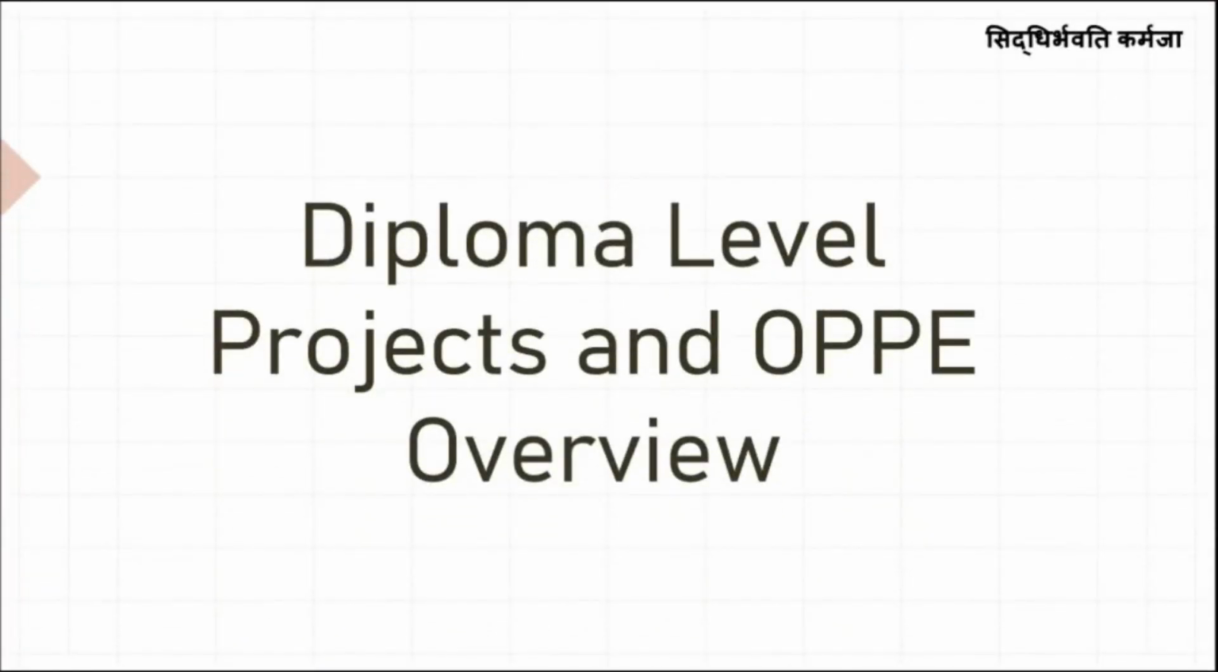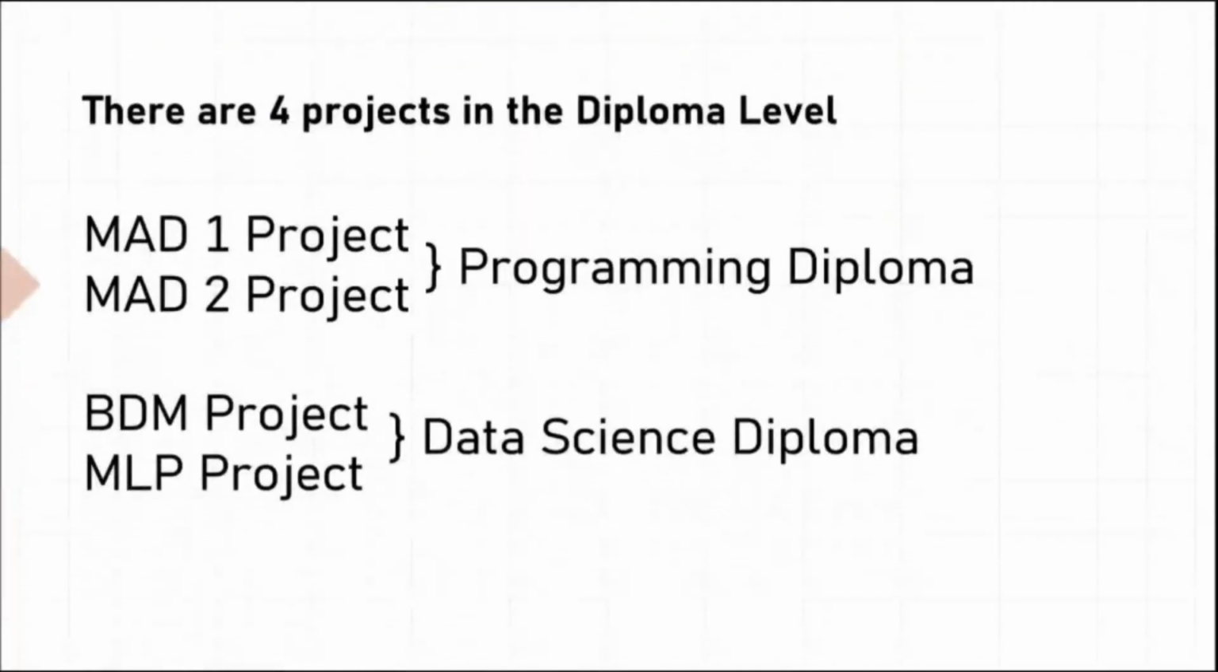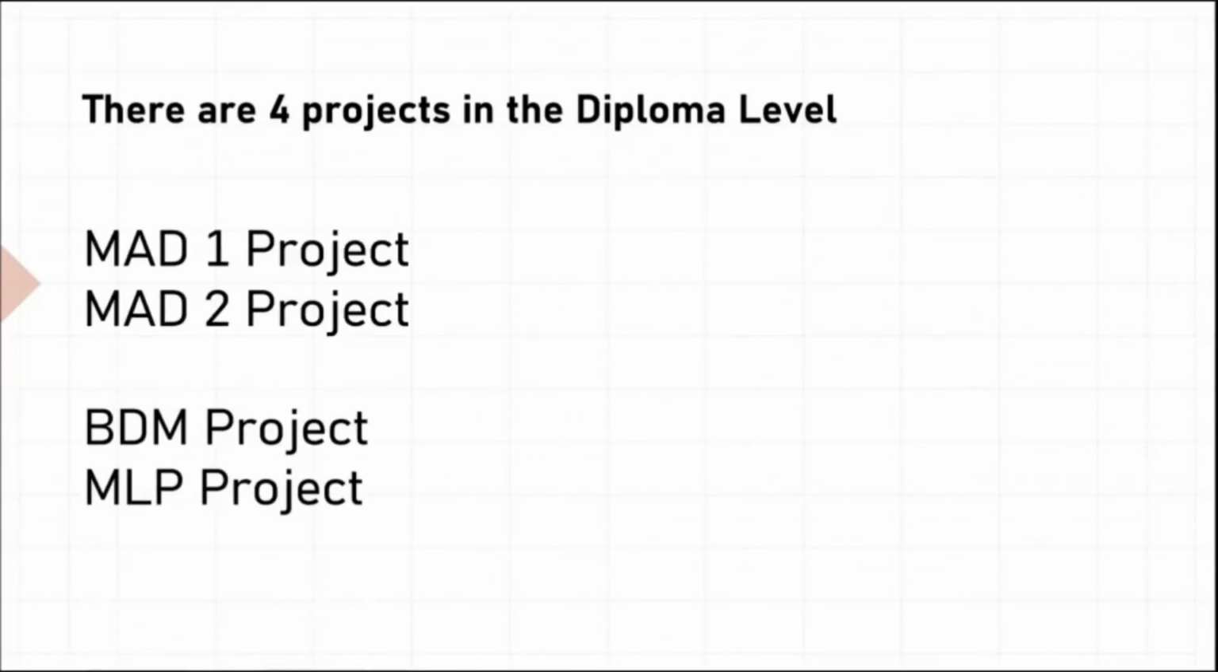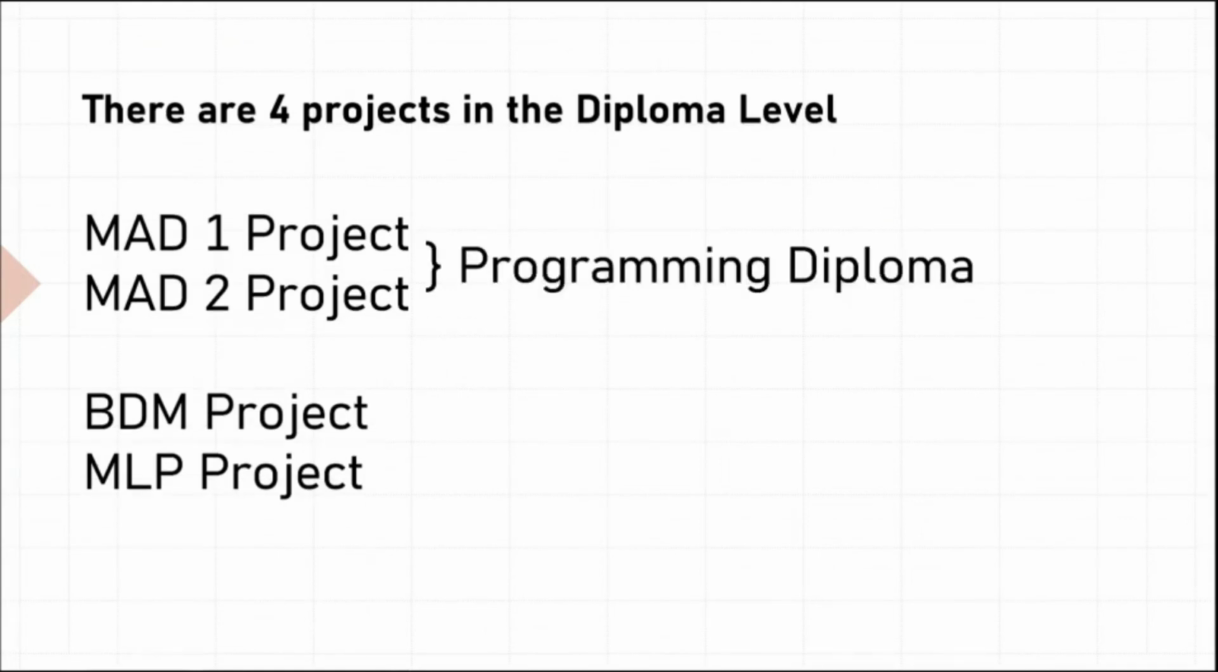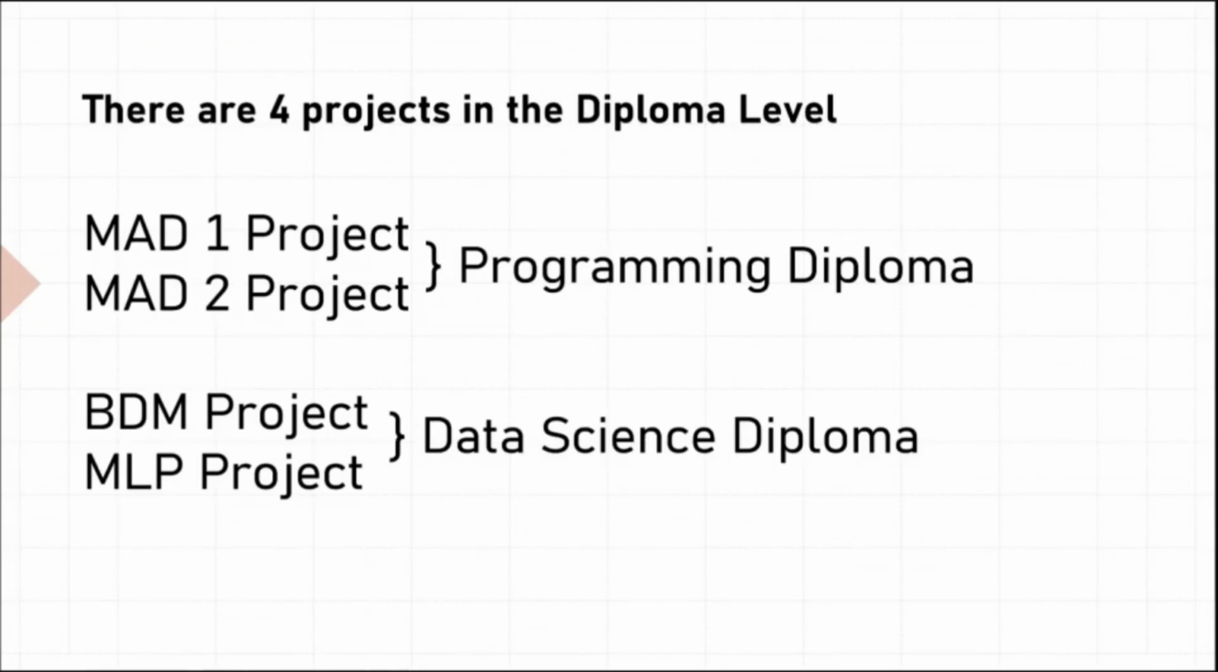Moving on, this video will specifically focus on the projects in the diploma level and then focus on the OPPs in the diploma level. There are 4 projects in the diploma level. MAD 1 and MAD 2 projects are part of the programming diploma. The BDM and the MLP projects are part of the data science diploma.